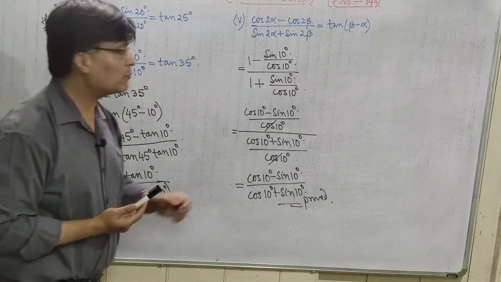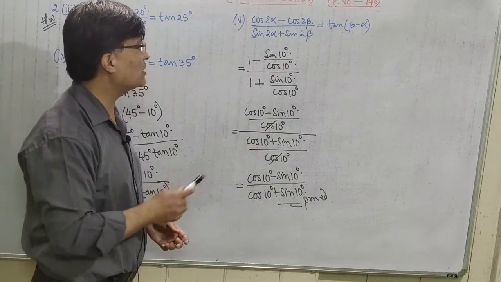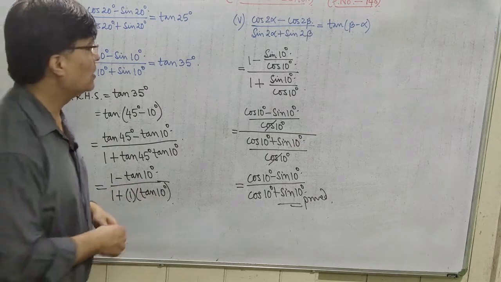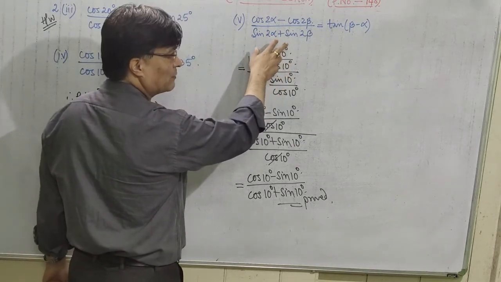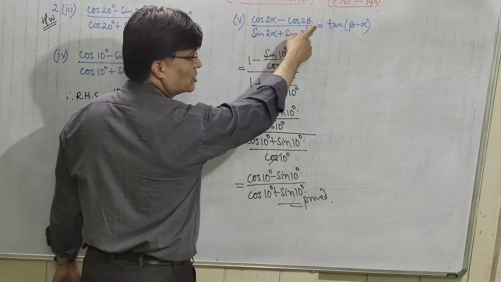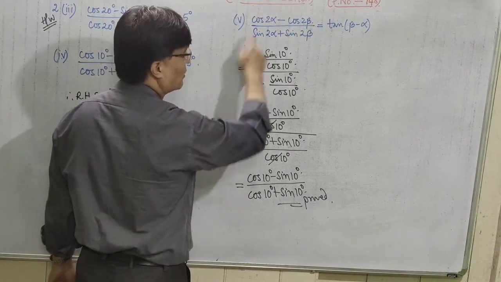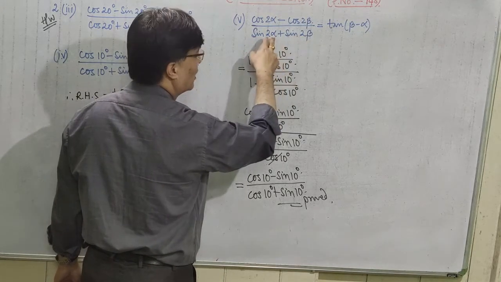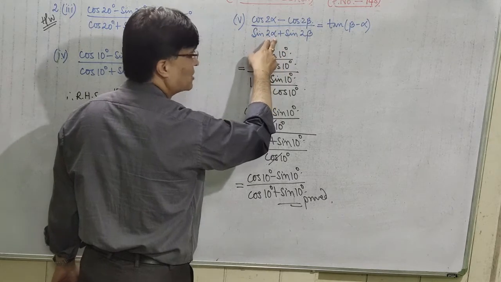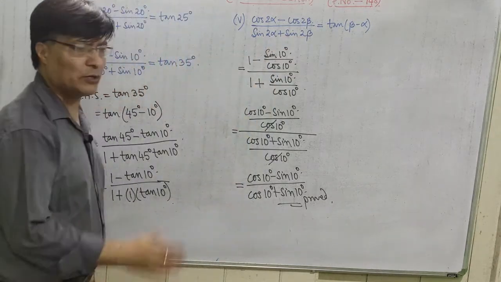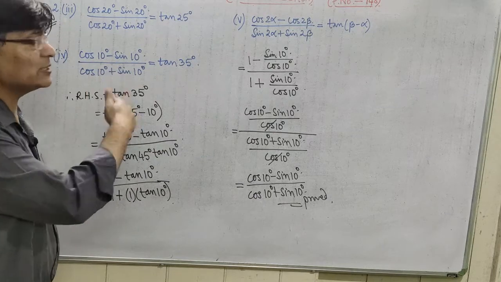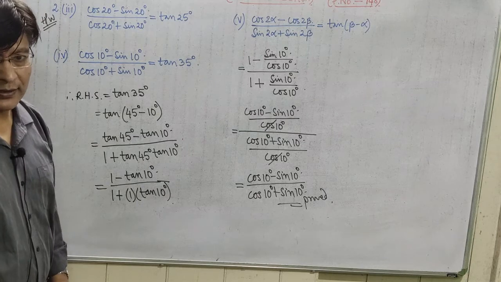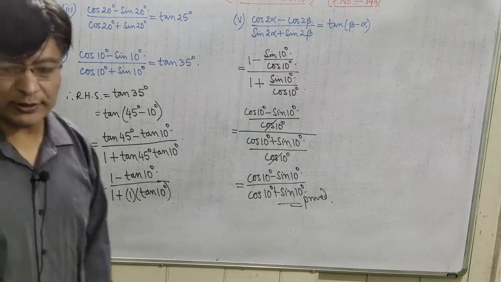And in question number 5, you have to prove that cos 2 alpha minus cos 2 beta divided by sin 2 alpha plus sin 2 beta is equal to tan of beta minus alpha. You can do it. So you prove it from left hand side. In the left hand side you can use the formula of cos c minus cos d. Here c is 2 alpha and d is 2 beta. And in the denominator also, use the formula of sin c plus sin d. 2 alpha is taken as c and 2 beta is taken as d. So use the formula, you can prove that LHS is equal to RHS. That is, you can prove tan of beta minus alpha. Okay. So now let's do the next question.